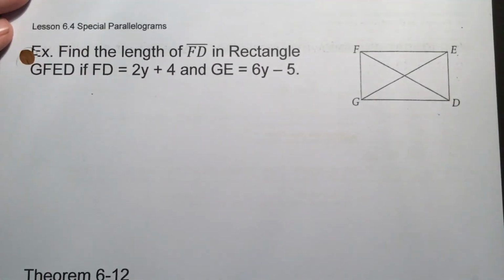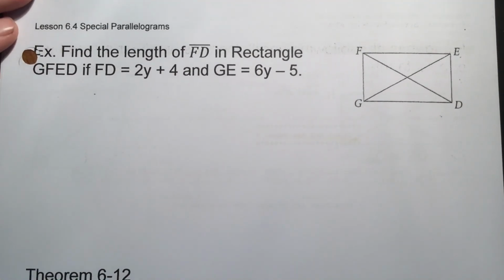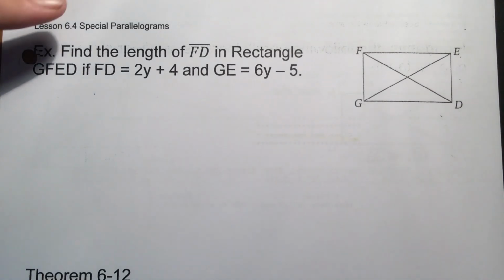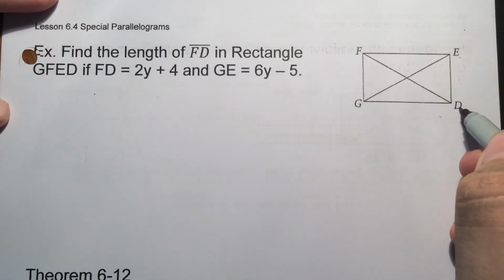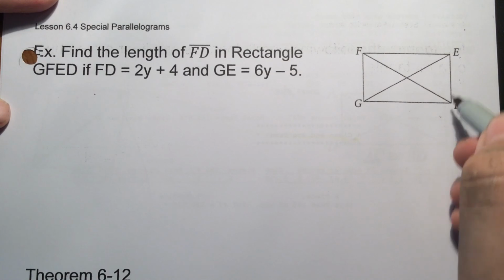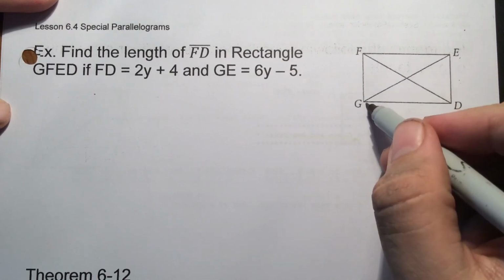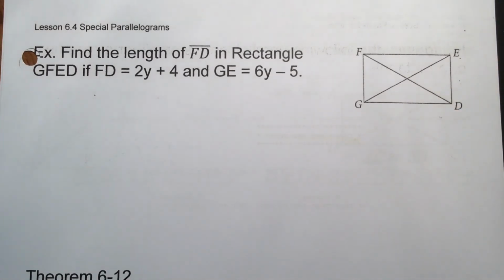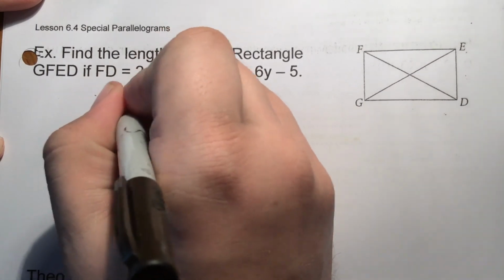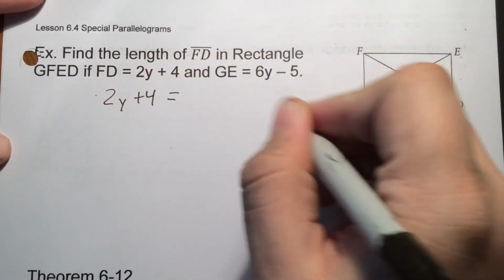Now, what can we do with that? Well, we can do a problem like this. Find the length of FD in the rectangle GFED if FD is 2y plus 4 and GE is 6y minus 5. So FD, this diagonal, is going to be 2y plus 4. GE, this diagonal, 6y minus 5. Well, because it's a rectangle, that last proof told us that those diagonals are going to be congruent. We're going to set them congruent and solve that out.